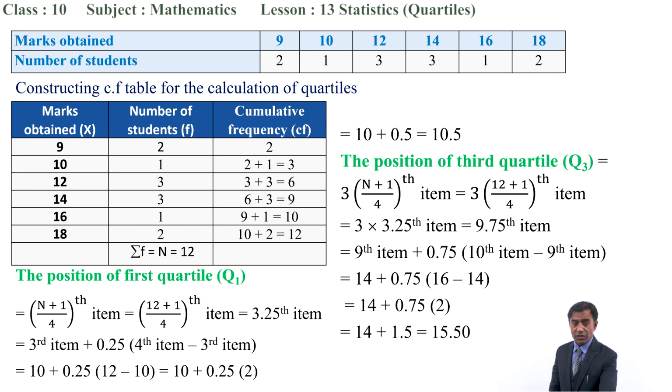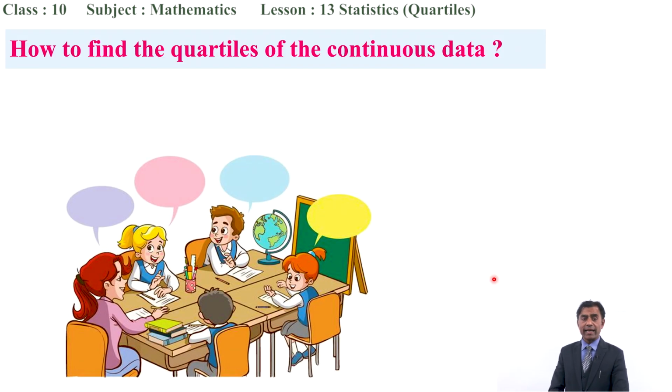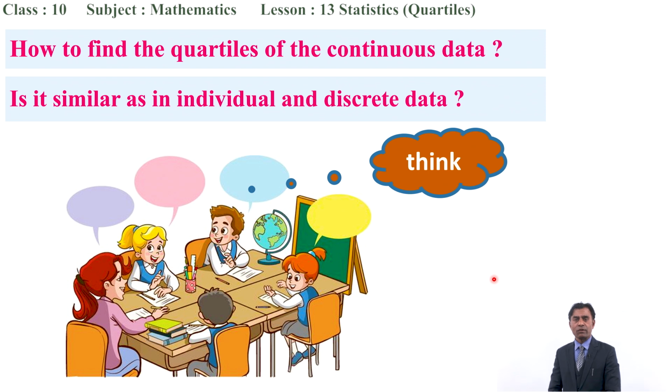After that, let's discuss how to find the first quartile or third quartile in a continuous series. So how to find quartiles of continuous data? Quartile means first quartile, second quartile and third quartile. Is it similar to individual and discrete data? Can you find Q1, Q2 and Q3, the first, second and third quartile, similar to individual and discrete series?